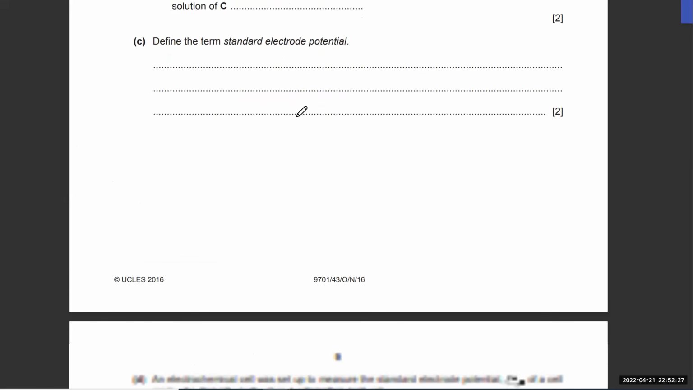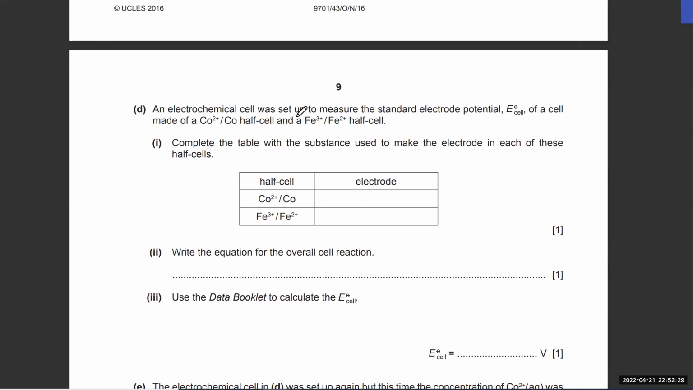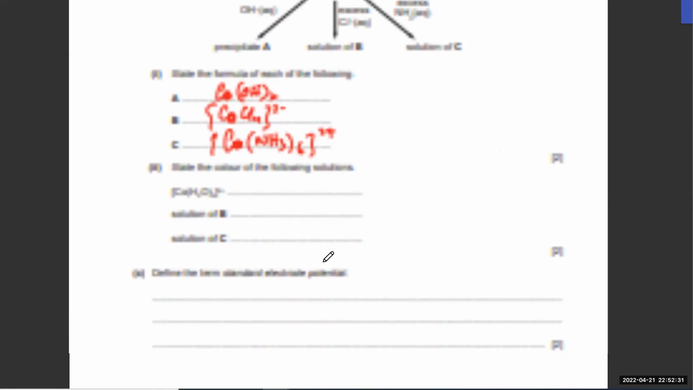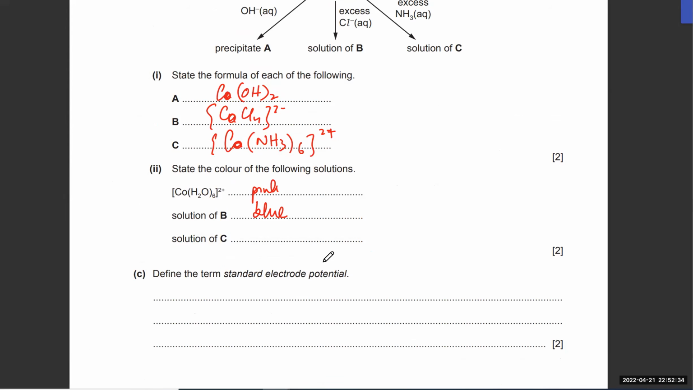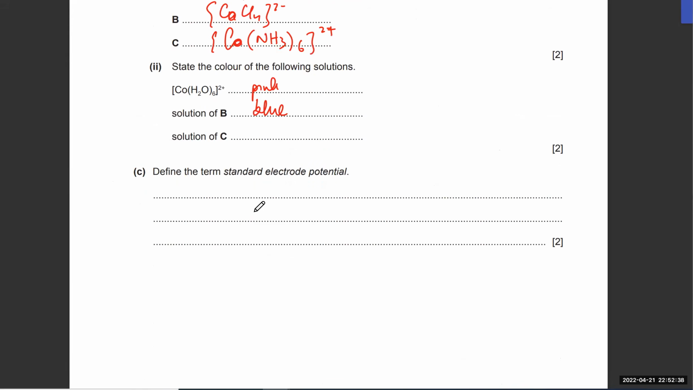So moving on, define the term standard electrode potential. So we did that. What did we do? It's the electrode potential between a standard electrode and a standard hydrogen electrode, measured under standard conditions.